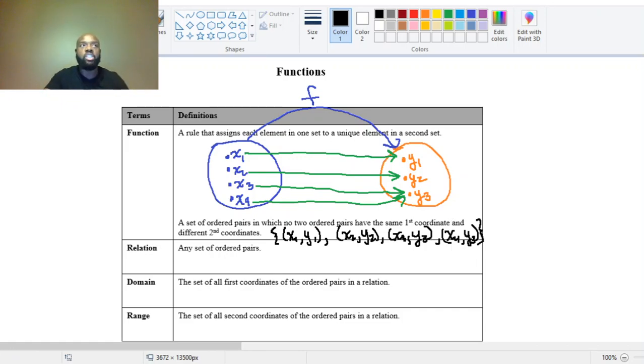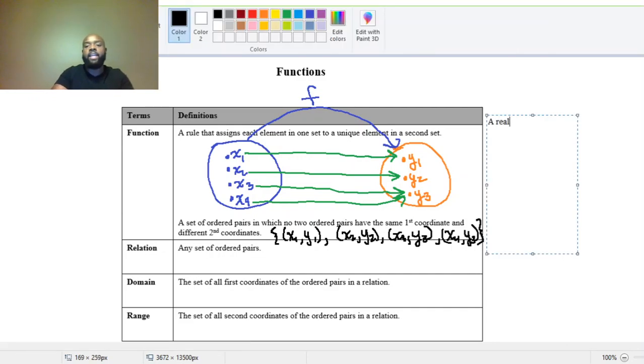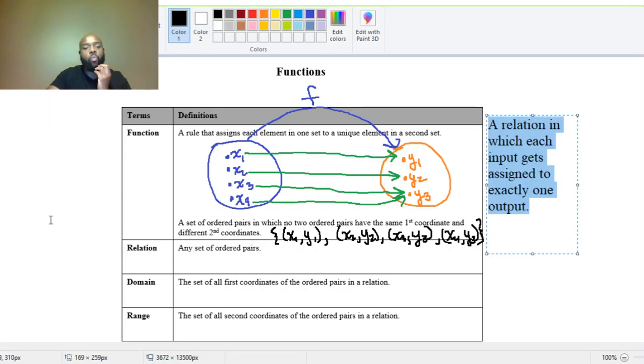I like to think of functions in terms of inputs and outputs. You take some elements, you input them into your function, and then they get sent to some outputs. And so an alternative definition of a function: it is a relation in which each input gets assigned to exactly one output. So it's a relation in which each input gets assigned to exactly one output.